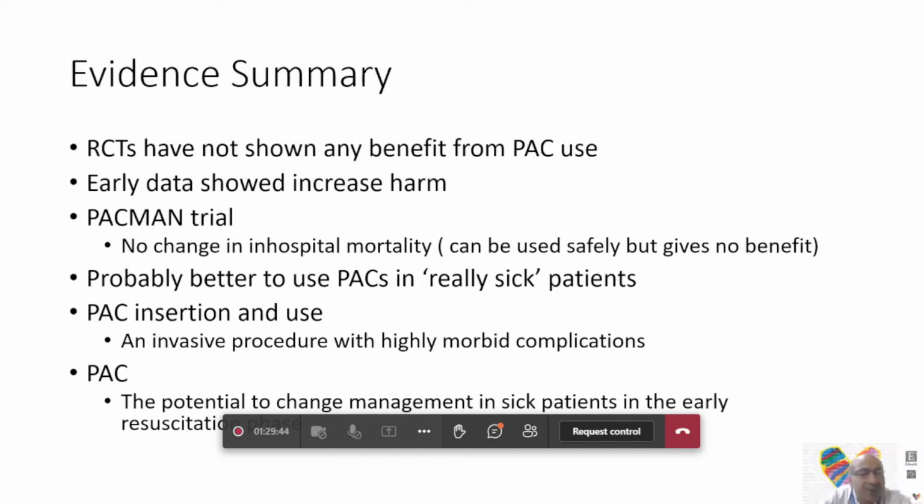The PAC-Man trial said that there was no change in in-hospital mortality, so it can perhaps be used safely, but it gives no benefit. But the expert opinion and consensus was that it is probably better to use the pulmonary artery catheter in really sick patients. And evidence was there that it is an invasive procedure which may cause highly morbid complications. The pulmonary artery catheter definitely has the potential to change the management of a sick patient.